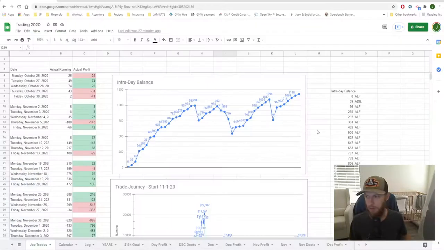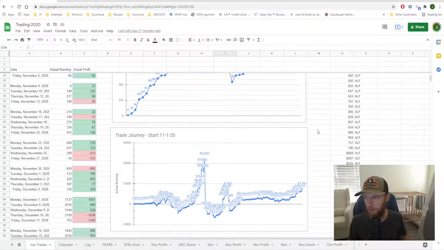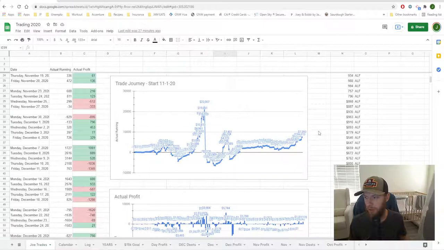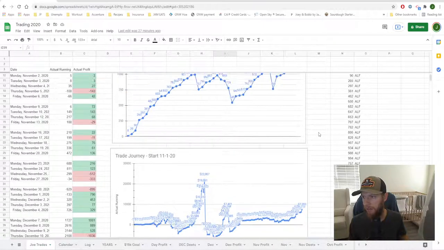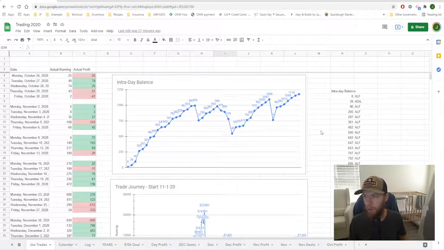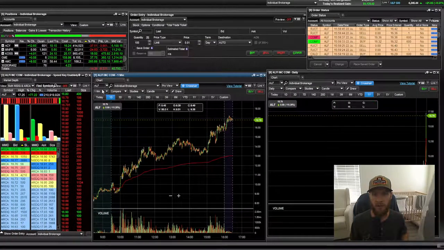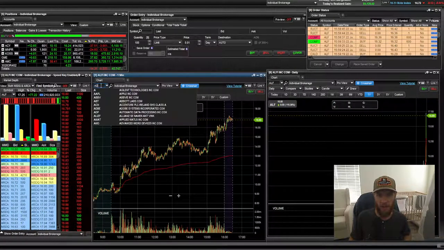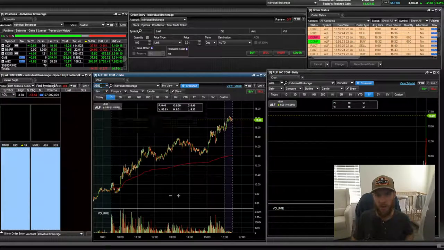Let's see what else. ALF was the main one today. I mean, probably 99% of my trades today were on ALF. I had one trade on ADIL. It was actually my second trade on the day. That was earlier on the day when this thing wasn't breaking out as much. So once it started breaking out more, I focused on it more.